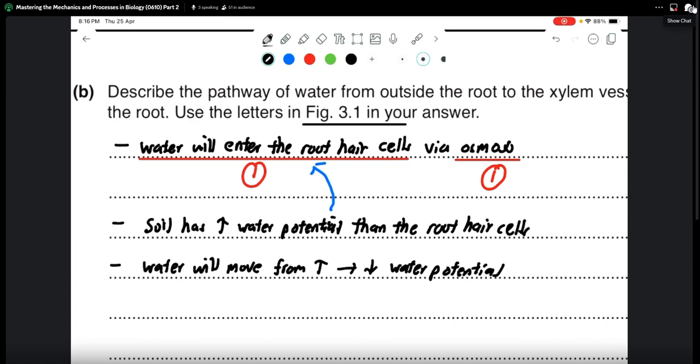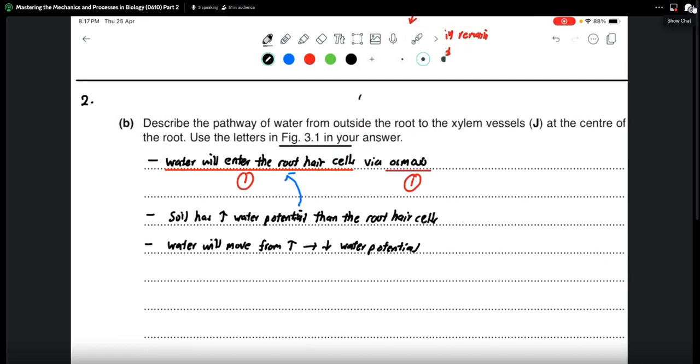Yes, the document will be shared. Okay, so this is the answer. All right. So you know how the marks will look like, right? 1 mark from here, 1 mark from here. Soil has a higher water potential will also give me 1 more mark, and water will move from a higher to lower water potential, which also gives me another 1 more mark.